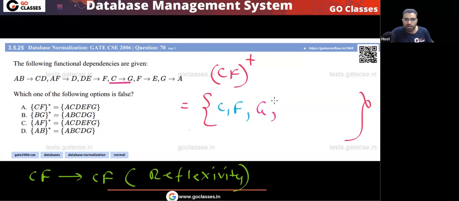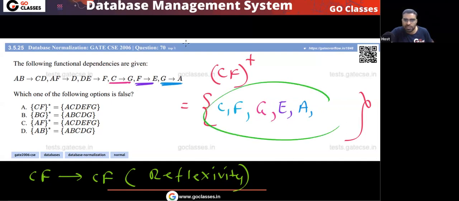Now, these three, what can they bring? See, this F can bring E. So you got E also. Remember, this G can bring A. So you got A also. Yes or no? What else can you get? Can I get something else? Now, this is the family.